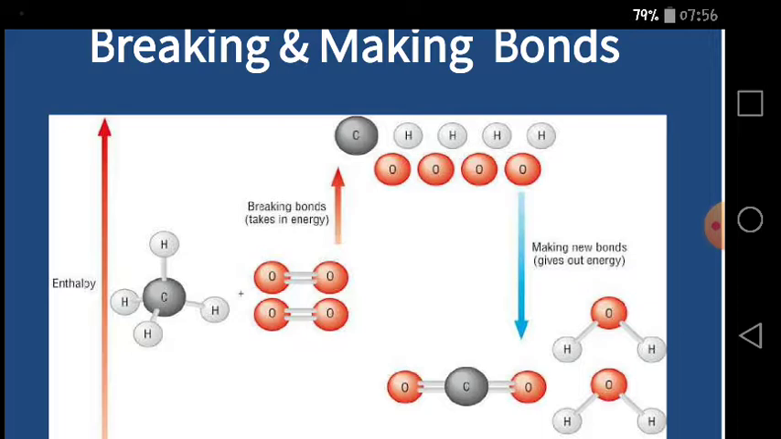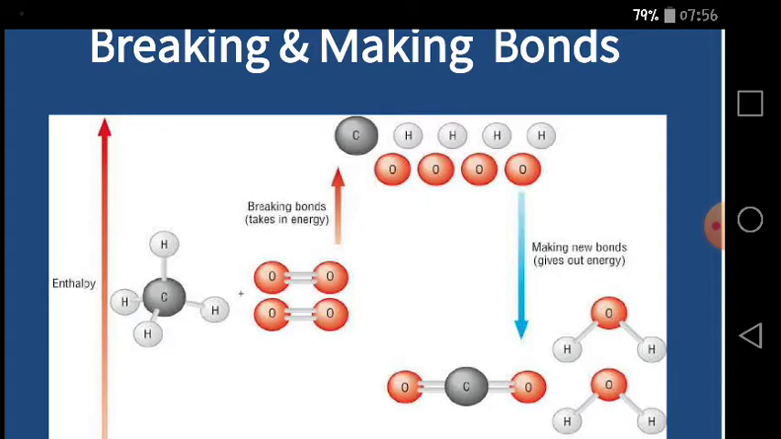Once the reaction is underway, 2 carbon-oxygen bonds form to make each molecule of carbon dioxide, and 2 hydrogen-oxygen bonds form to make each molecule of water. Energy is given out when bonds are formed. Breaking bonds requires energy, while making bonds releases energy.